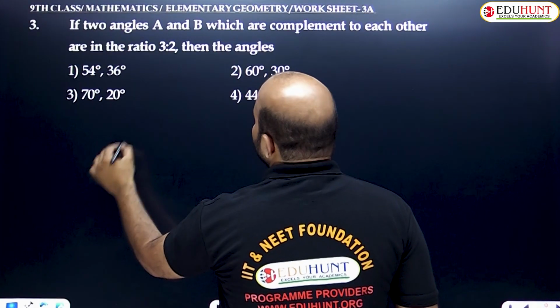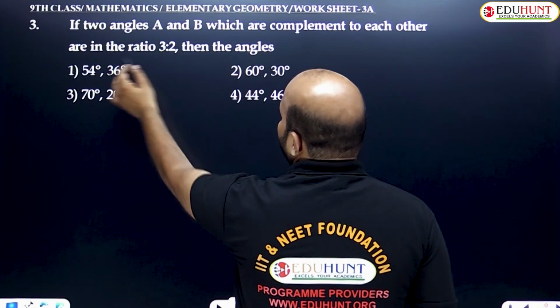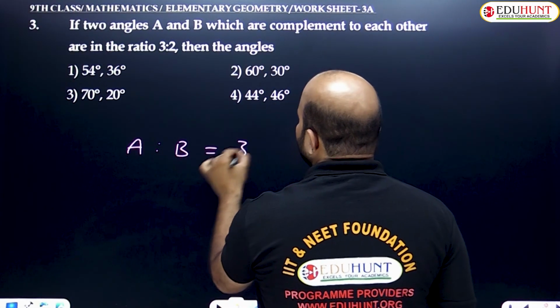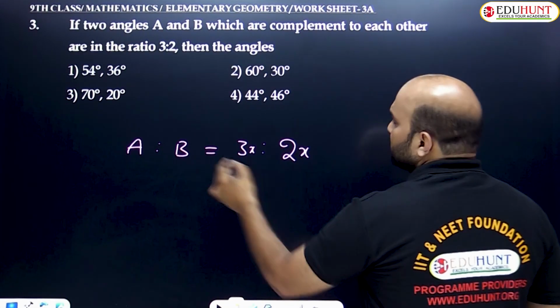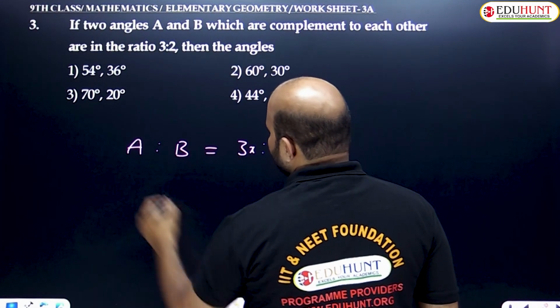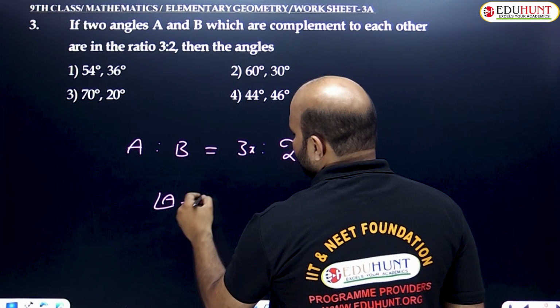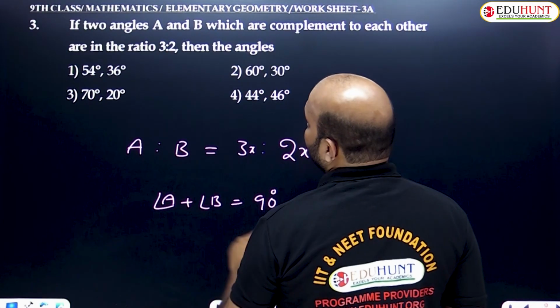Nothing but the sum of the two angles equals 90 degrees, but the ratio of A to B is already given. How much? 3 is to 2. So let us consider these as 3x and 2x. Complementary means the sum of the two angles equals 90. So angle A plus angle B value, how much? 90 degrees. So we need to understand.